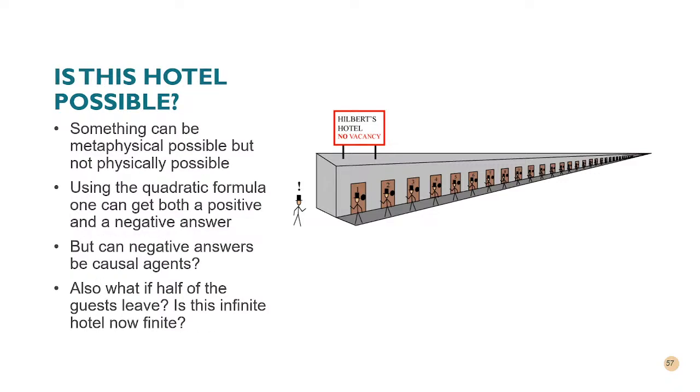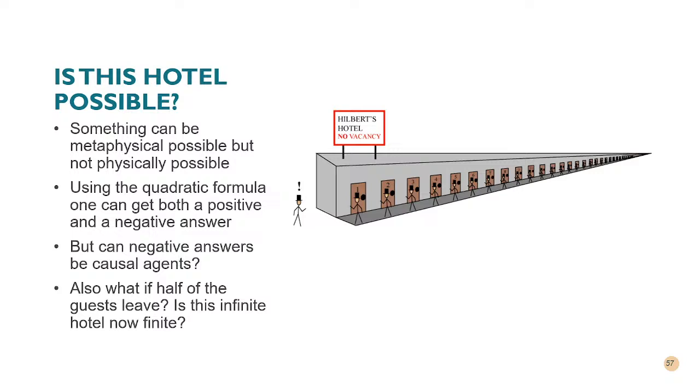Something can be kind of conceptually possible, but not necessarily physically possible, or I would argue even metaphysically possible. For example, in math, you can have multiple answers. If you're using the quadratic formula, or if you are factoring, you can have, let's say, a positive answer and a negative answer. You can have plus 2 or minus 2.